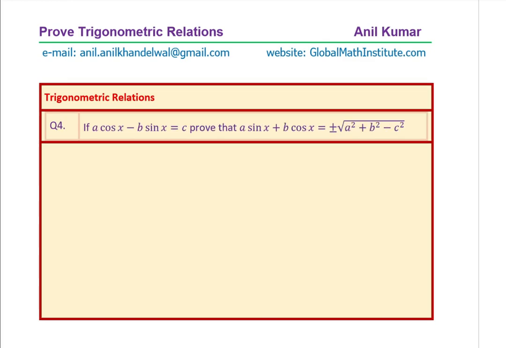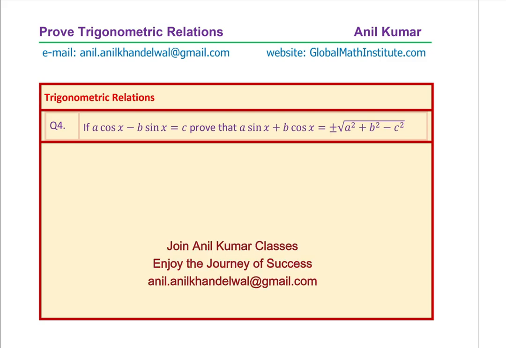Let's look into question number 4 now. I'd like you to pause the video, answer this, and then look into my suggestions. We could adopt many different strategies here. We are given a cos x minus b sin x, right? That is what we are given. We need to figure out what is a sin x plus b cos x. And we are also given kind of a result here.